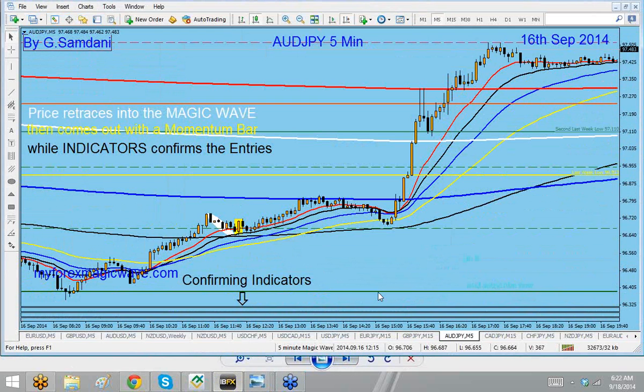So this is how it is with the index now, the pound index, and they're all moving in their own direction. You just have to see which one is doing what, and then you start taking those pairs in those directions, and that's it. Simple and easy.